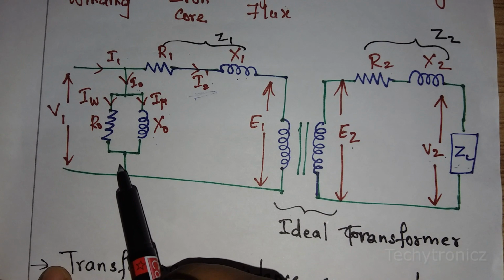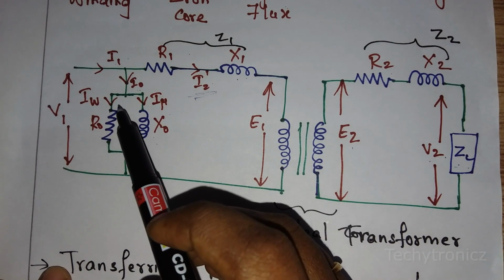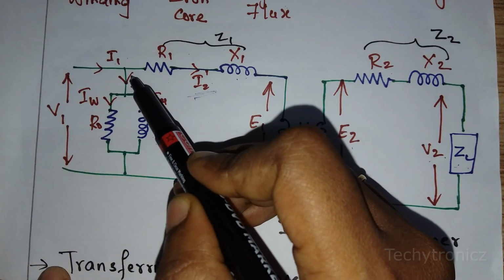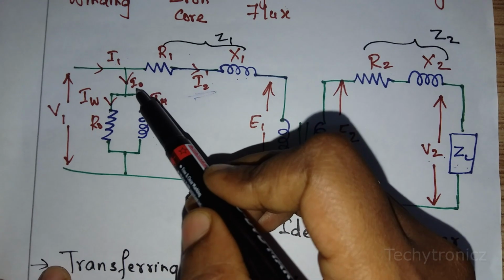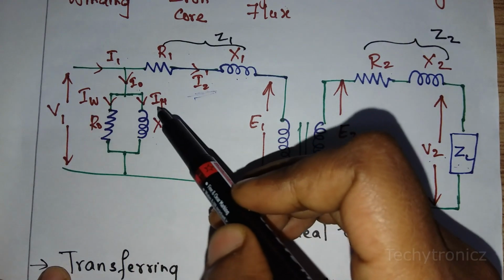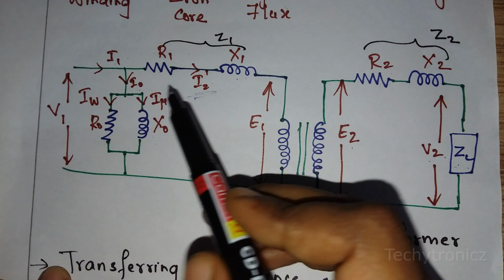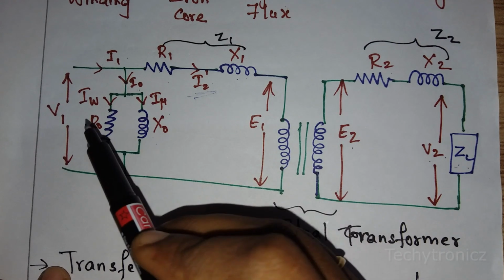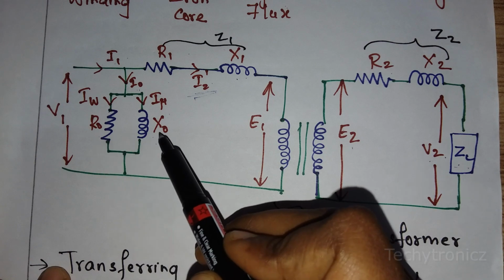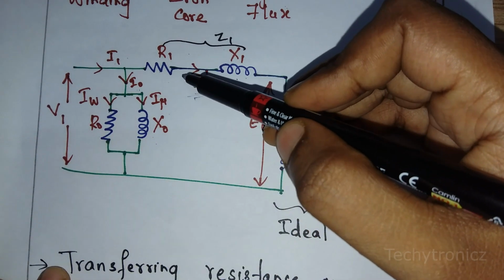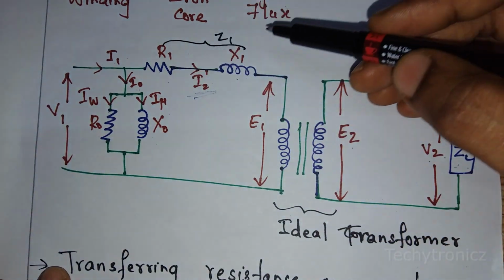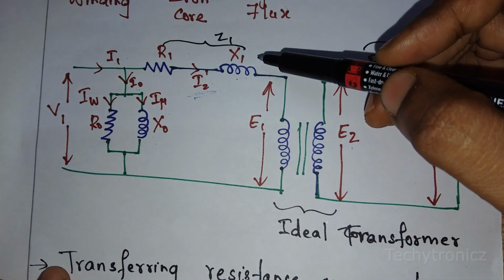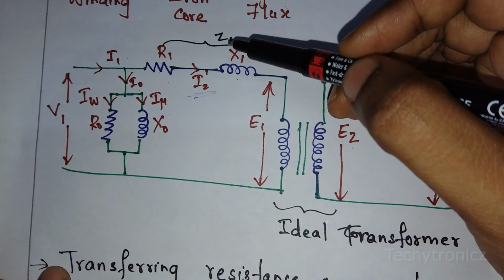When we go to the primary winding and take the no load condition, the current that flows in the no load condition is I0. This I0 splits into two components, that is IW and I mu. The resistance and reactance in the no load condition are R0 and X0. In the primary winding, the resistance and reactance are R1 and X1, which combine to the impedance Z1.